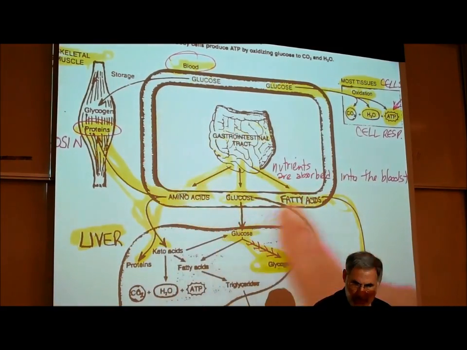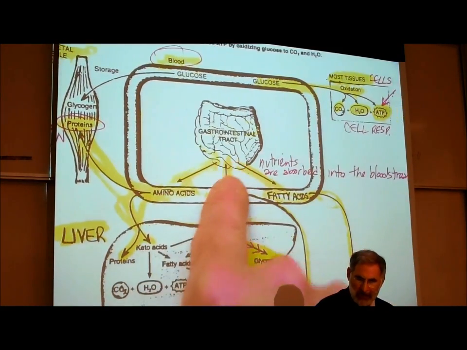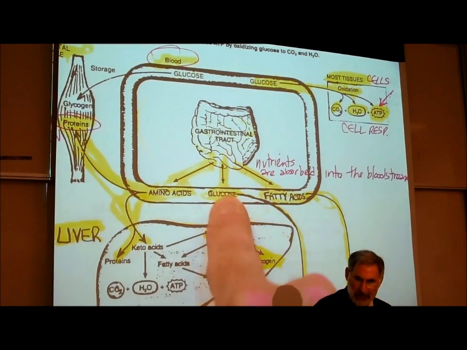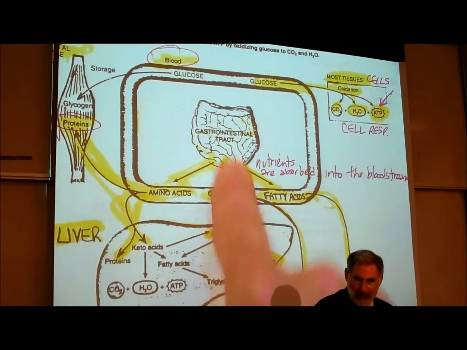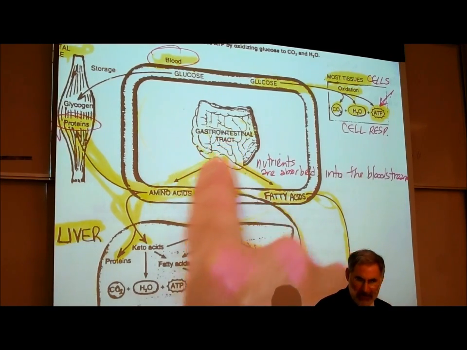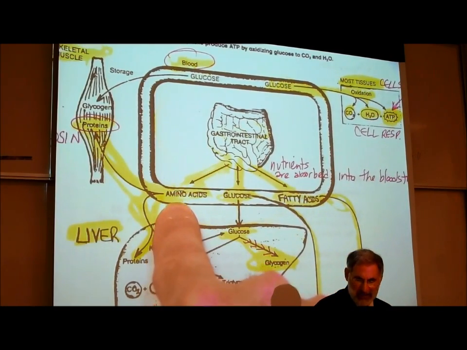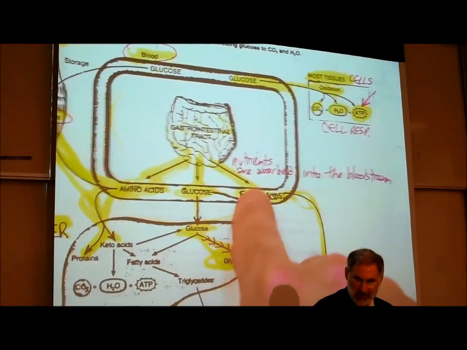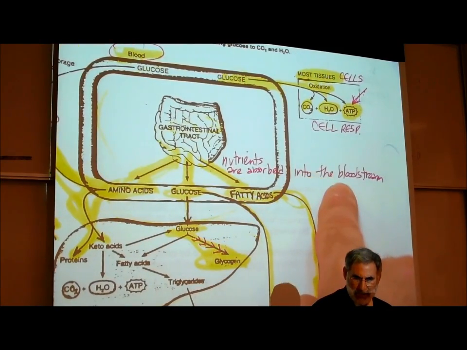This represents the bloodstream. So here, what does it show? It shows carbs have been absorbed as sugars. Fats have been absorbed as fatty acids into our bloodstream. And proteins have been absorbed as amino acids. What happens to these nutrients as they're absorbed into the bloodstream?